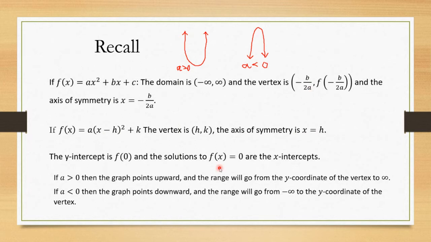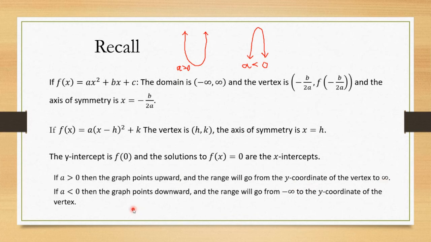And of course, really, this is for any function. The y-intercept is always f of 0. And the solutions to this equation are called the x-intercepts. And down here, basically, this is what I said. If a is positive, the graph's going to point upward. And it turns out the range will be an interval from the y-coordinate of the vertex to infinity.